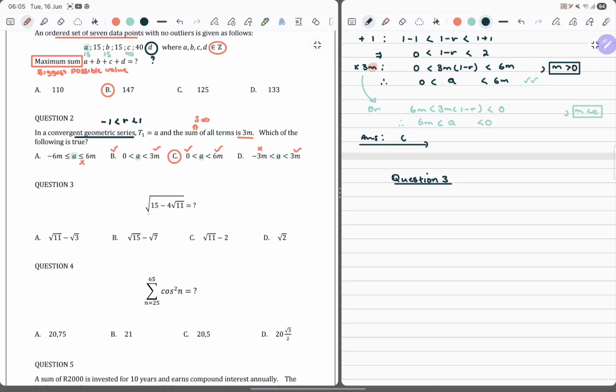Now question 3 says the square root of 15 minus 4 root 11 is equal to, so this is essentially saying evaluate. Now folks, the one thing for sure is that there's a sign between the terms under the square root. Now there are no laws or rules that we can follow for this. Now it means our logical thinking should come into the picture.